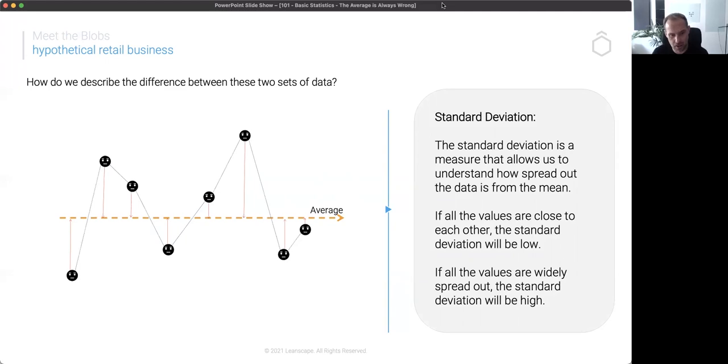The standard deviation allows us to measure how far spread out our data is from that mean. And that would help us in the previous example to see that even if we've got a mean and we've got a median which is similar, the standard deviation between those data sets is going to be very, very different as well. The standard deviation is really important.